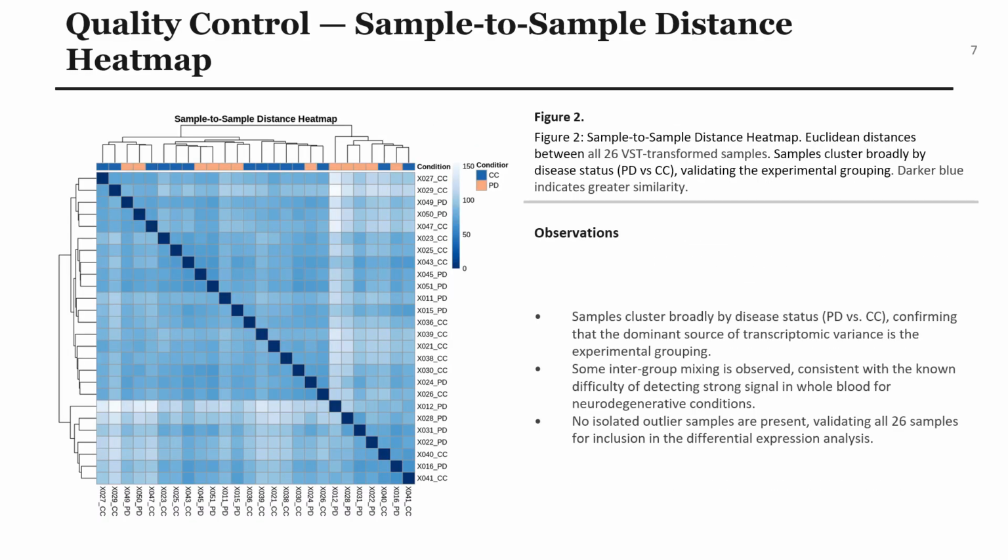This sample-to-sample distance heat map further validates our experimental grouping. Based on Euclidean distances, we can see that the samples cluster broadly by disease status. Again, some intergroup mixing is present due to subtle biological signal, but the absence of isolated outliers confirms our dataset is clean and ready for differential analysis.